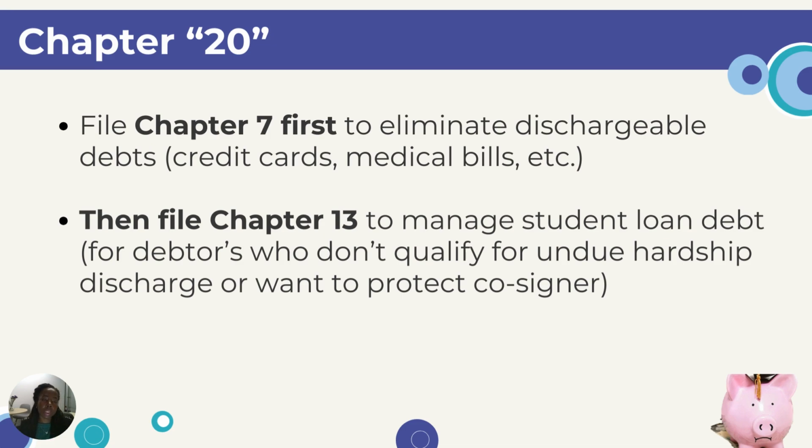So, Chapter 20, like I explained before, is not a real chapter of the bankruptcy code. It's where you would file a Chapter 7 first to eliminate all of the dischargeable debts like credit cards, medical bills, personal loans, utility bills, things like that. And then use Chapter 13 to be able to manage the student loan debt, right? So this is great for debtors who don't necessarily qualify for the undue hardship discharge, but they can use it to manage the payments and make the monthly payment more affordable without going into default and facing lawsuits and things like that. Also, filing a Chapter 13 is great if they want to protect their cosigner.